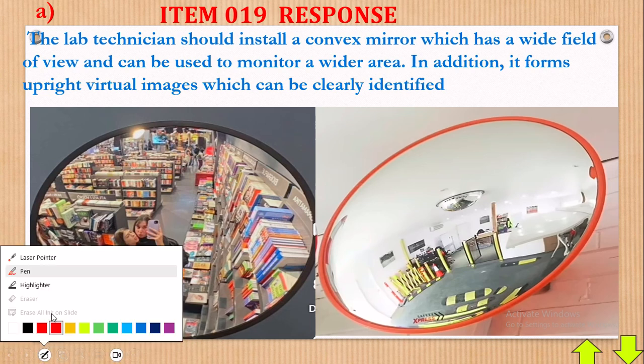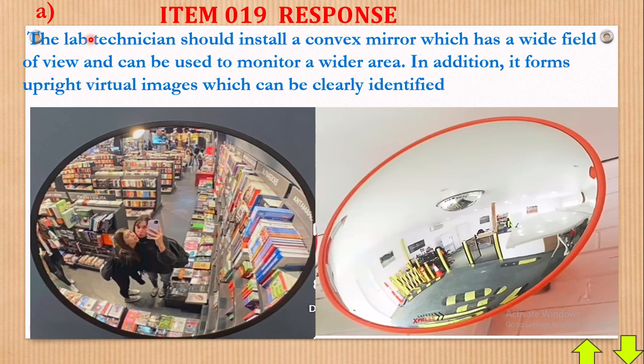So now here, let's make the analysis. They're saying the lab technician should install a convex mirror, which has a wide field of view. I've explained that, and it can be used to monitor a wide area. You can really see here. In addition, it forms upright virtual images which can be clearly identified.